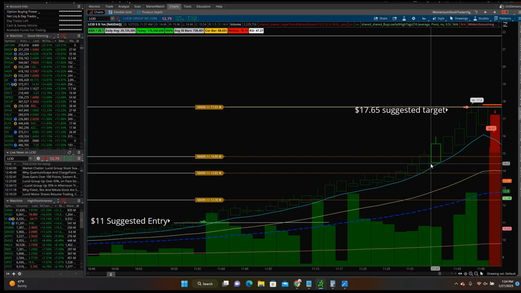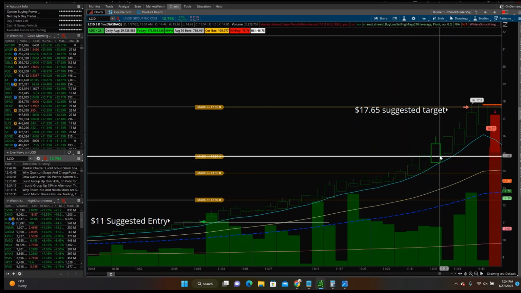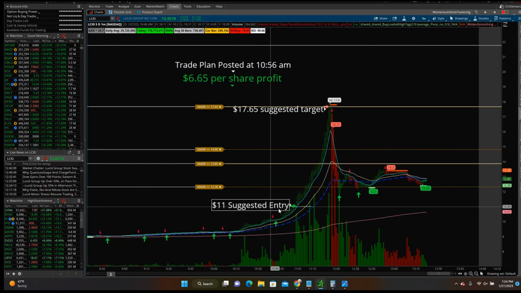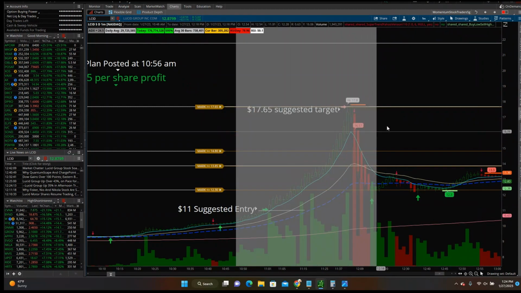Now it was halting a lot, okay? So I had to deal with that. And it also looked really overextended, you zoom out and you're like, what? But I stayed with it as long as it was above my 9 EMA.